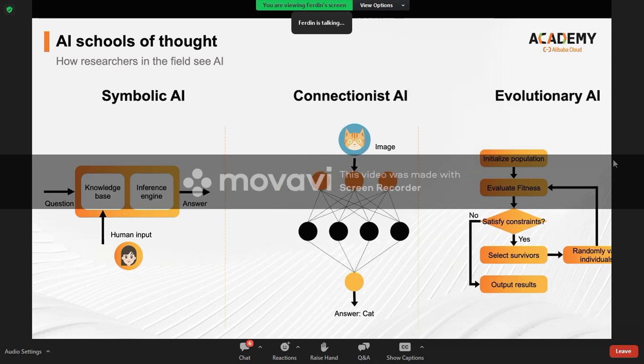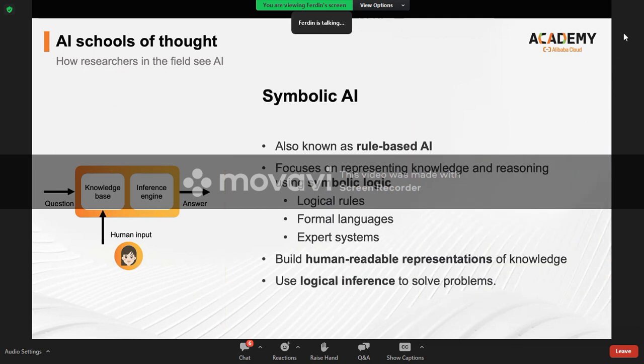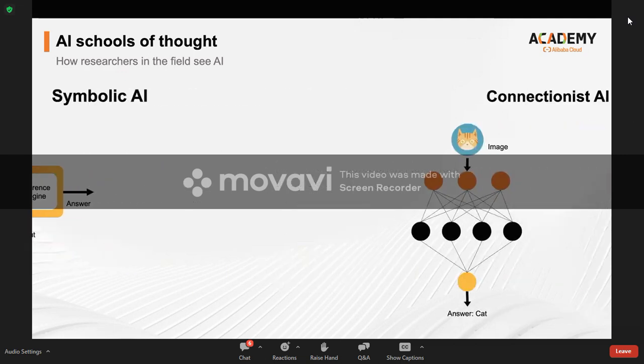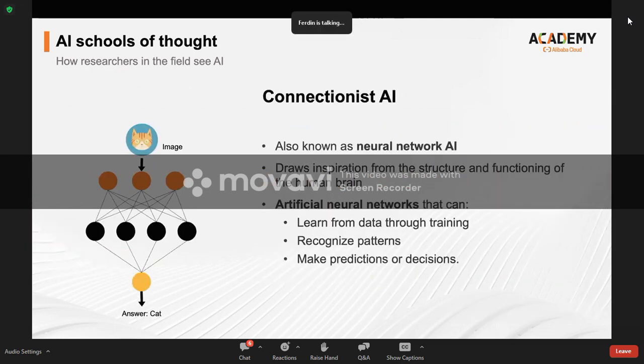The symbolic AI is also known as rule-based AI because it uses symbolic logic, which represents knowledge and reasoning. It uses logical rules, formal languages, and expert systems. It is used to build human-readable representations of knowledge, and it also uses logical inference to solve problems. And then we have connectionist AI. It is also known as neural network AI. It draws inspiration from the structure and functioning of the human brain. It can learn from data through training, like the usual machine learning algorithms, and then it can recognize patterns and make predictions or decisions.